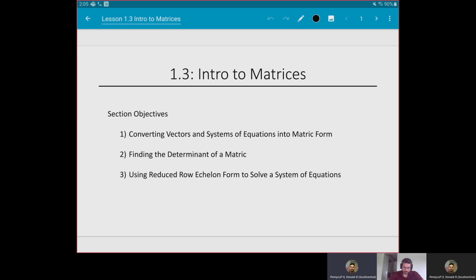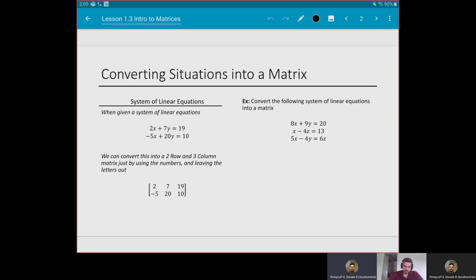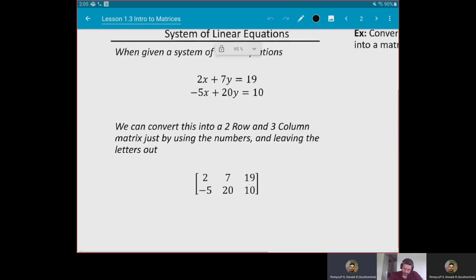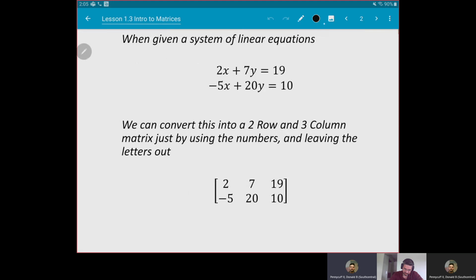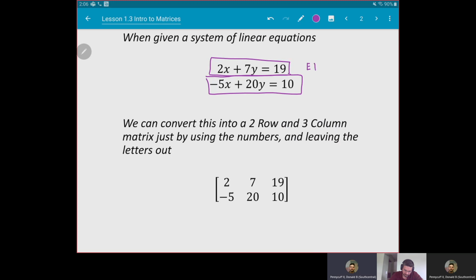So the first rule of dealing with matrices is to just kind of figure out how to convert something into a matrix. Now, a matrix, if we look, is just a table of values. You can see right here I have a system of equations. And all a system of equations is, is multiple equations as my problem. So I have equation 1 and equation 2. And you can have as many as you want, 3, 4, 5, 6, 7, or 8.